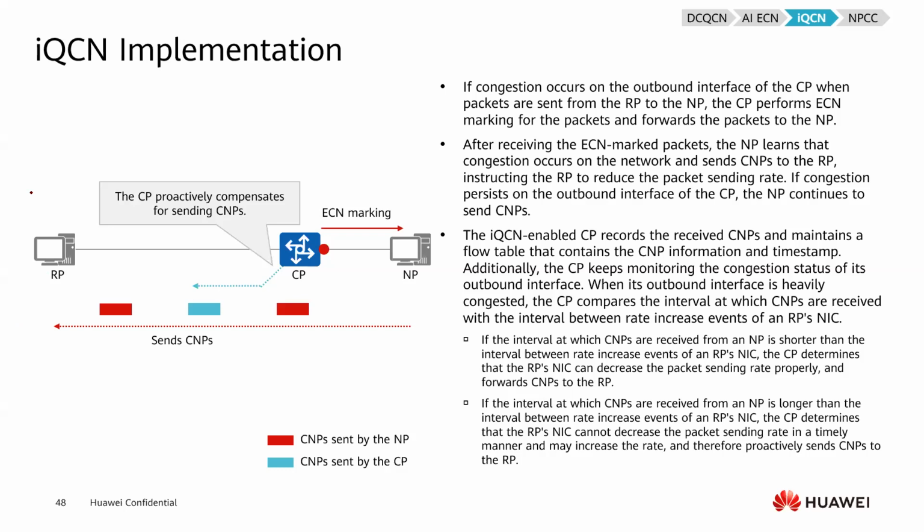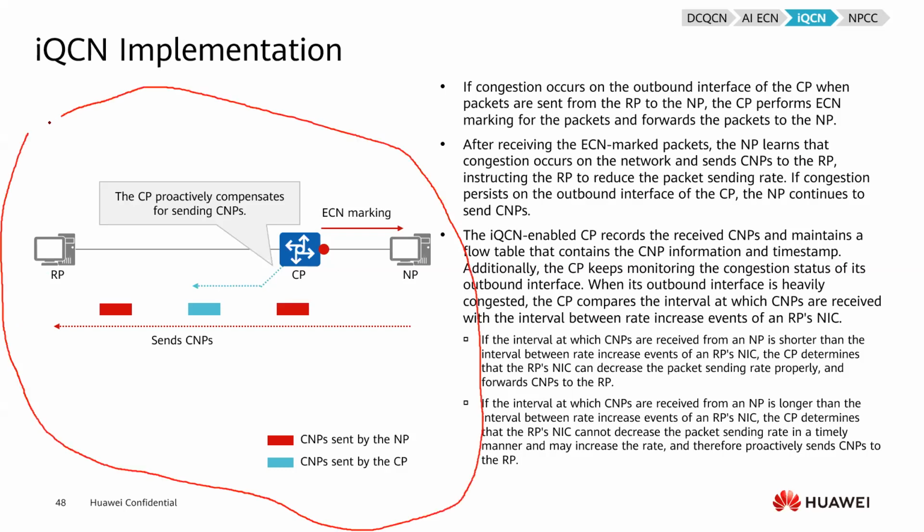Let's see the working steps. After receiving an ECN marked packet, the NP learns that congestion occurs on the network and sends the CNP to RP, instructing the RP to reduce the packet sending rate. If congestion persists on the outbound interface of CP, the NP continues to send the CNP. The accuracy enabled CP records the received CNP and maintains a flow table.